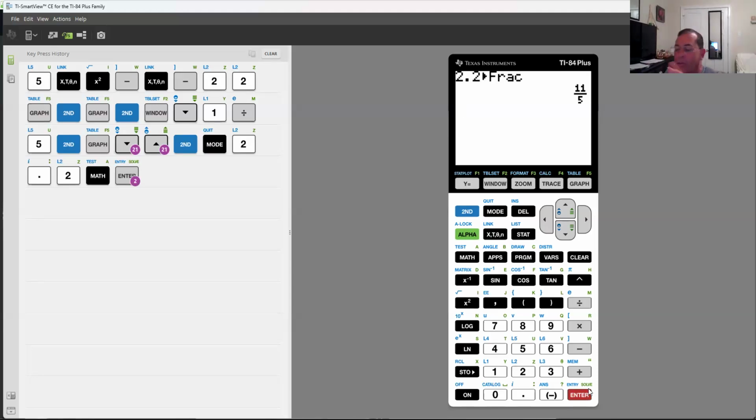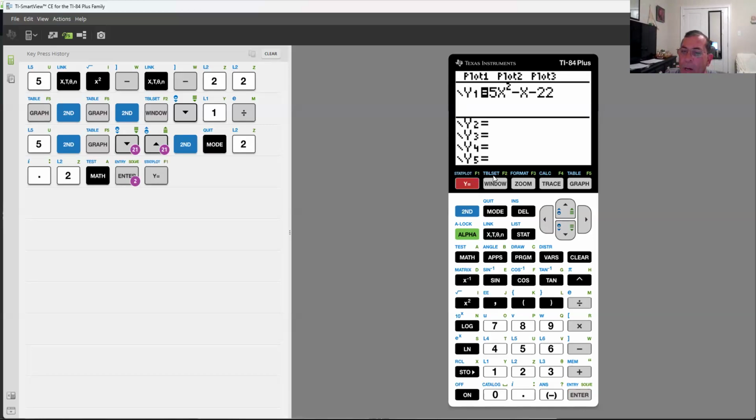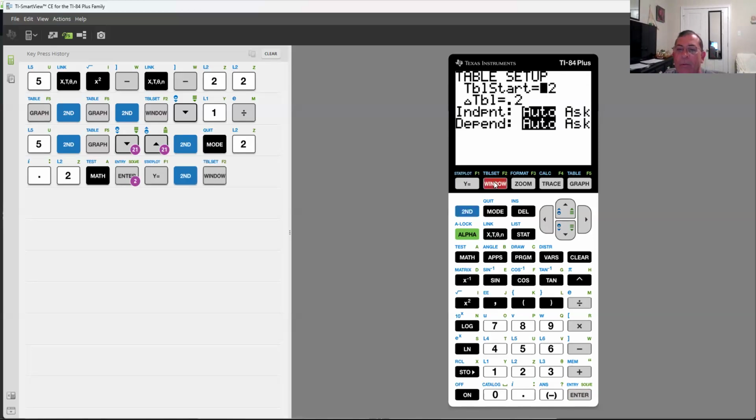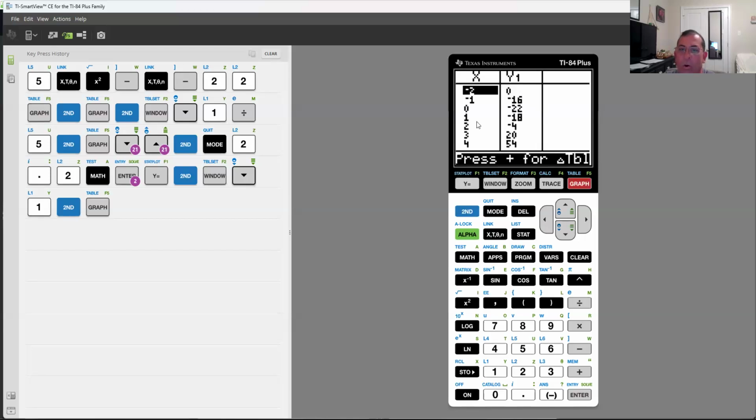So I know my two answers are 11 fifths and -2. Now, y'all, let me do one thing here. I'm going to go back to y equals, because that table is set by fifths. If I want to go back to my normal table, I hit second window for my table set, go down to 0.2, and change that back to a 1. Now, when I go second graph for my table, it's back to going by ones.